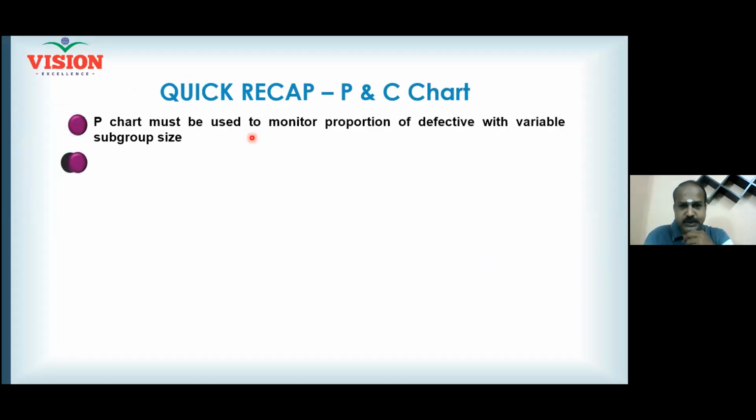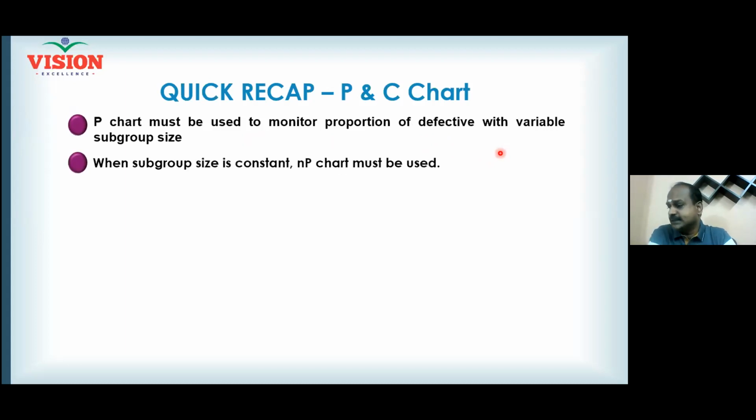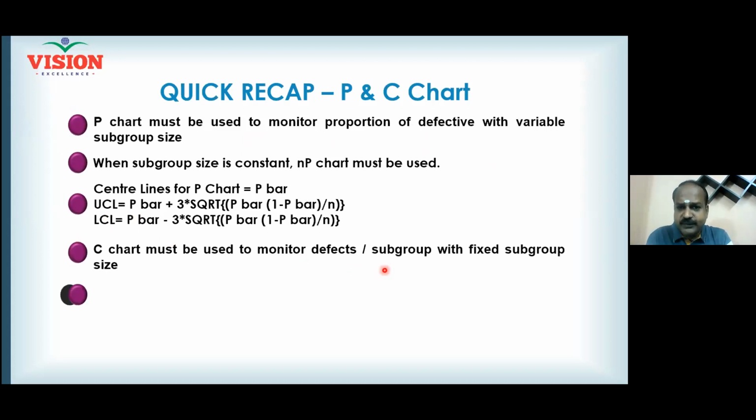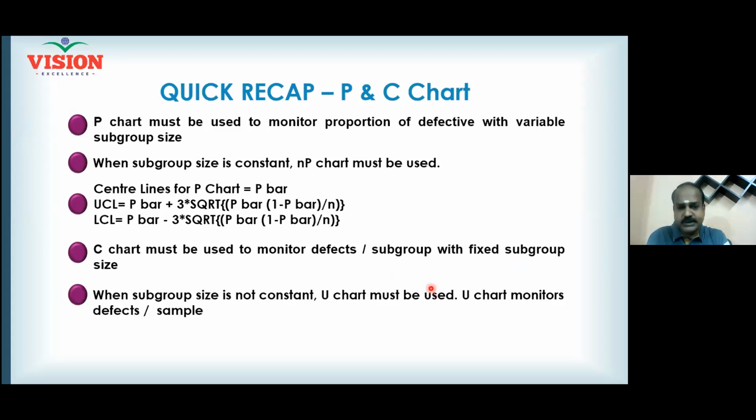So the P chart must be used to monitor the proportion of defectives with variable subgroup size. When the subgroup size is constant, the NP chart must be used. The center line for the P chart is P bar, and then there are the formulas which you can go through. The C chart must be used to monitor defects per subgroup with a fixed subgroup size. When the subgroup size is not constant, the U chart must be used. The U chart will monitor defects in an individual sample, the average number of defects an individual sample will have.